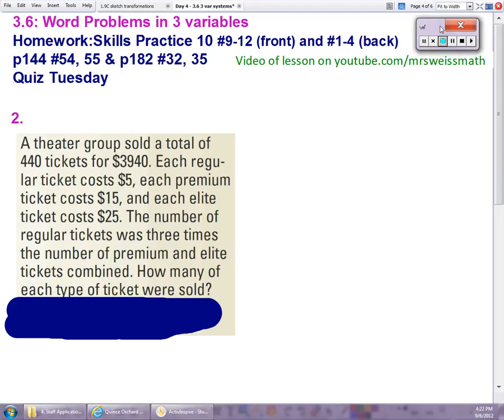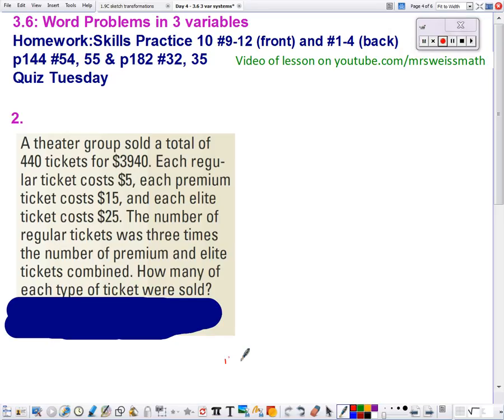Okay, so here's a second one to try. We'll pause the video so you can write this down. If you want, definitely try to write your 3 equations while you're waiting for the rest of the class, until we hit play again. I'm going to say X is regular tickets, Y is premium, and Z is elite.